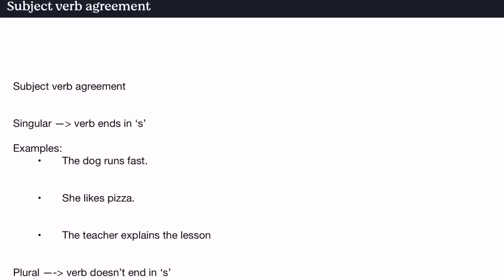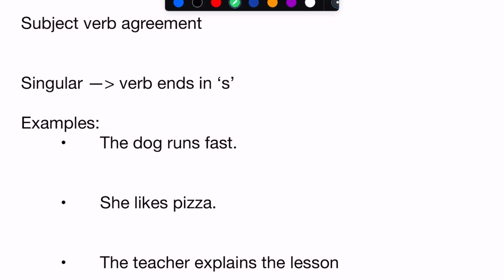So subject-verb agreement is one of the things that most students find difficult to understand. So let's go through it together. Essentially, the whole premise of subject-verb agreement is to say that the subject has to agree with the verb. Okay, so let's look at singular subjects.